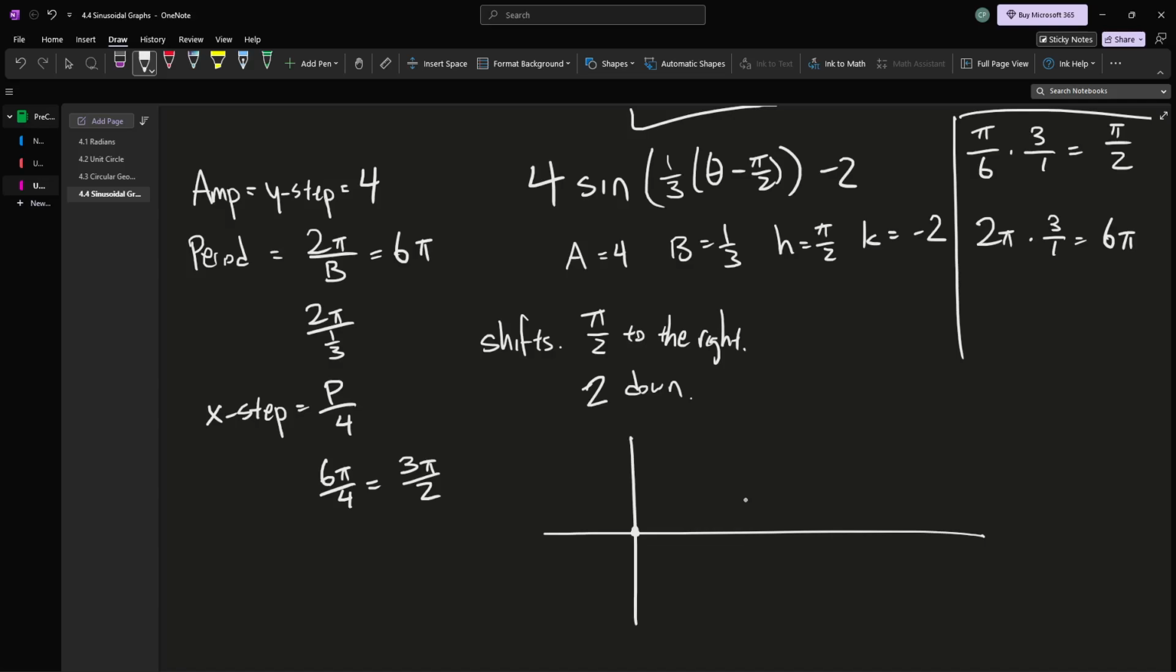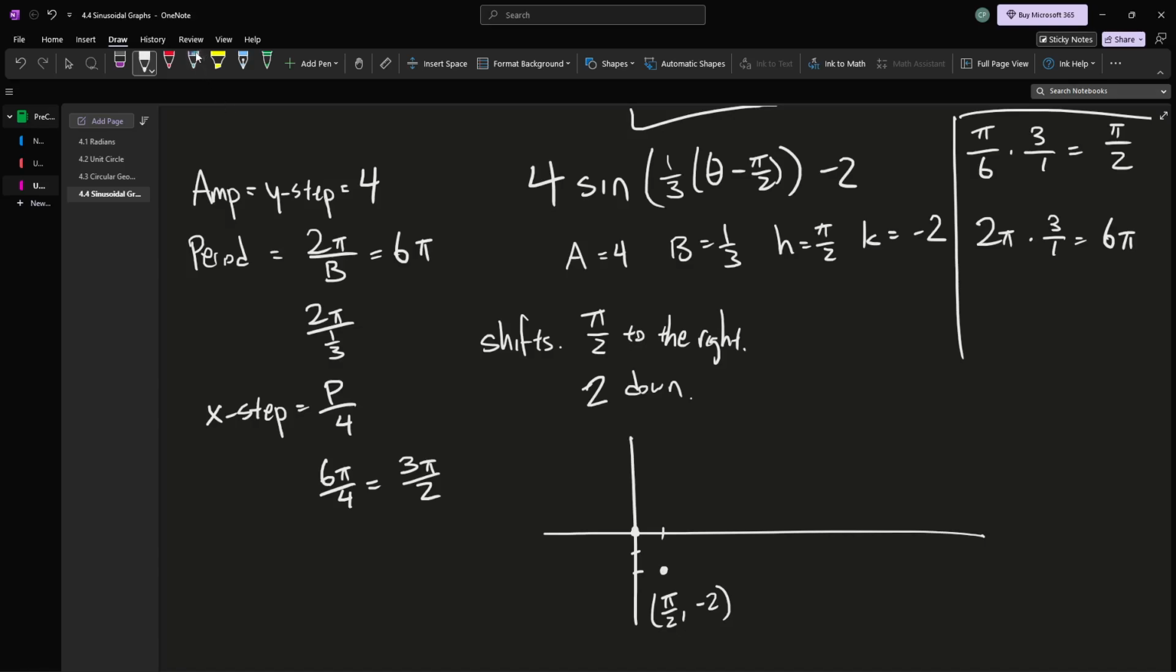And then I do my shifts. I do 2 down, and pi over 2 to the right. How much is pi over 2? I see my period is 6 pi. My x-step is 3 pi over 2. So my x-step is triple my shift. So I don't need to move it that much. I move it this much. So right here will be pi over 2, negative 2. That's my start.